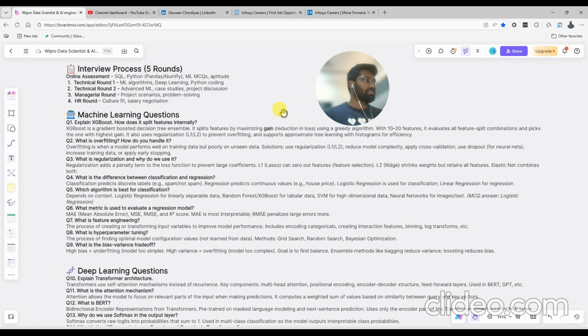So the next question is, what is overfitting and how do you handle it? Overfitting is when a model performs well on the training data but poorly on unseen data. The solution is to use regularization techniques L1 and L2, reduce model complexity, apply cross validation, use dropout for neural nets, increase training data, or apply early stopping. These are the techniques we use to reduce overfitting.